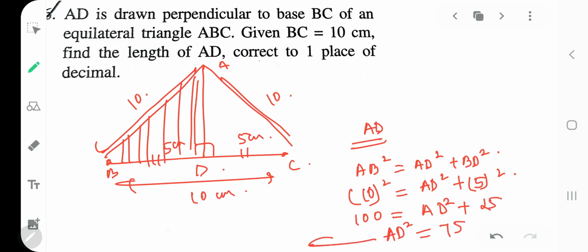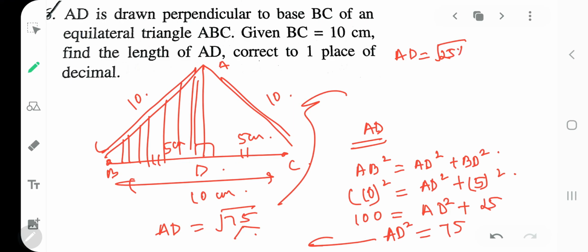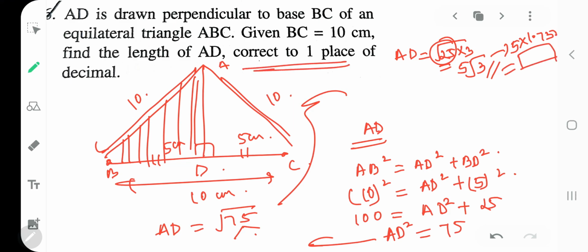Yes, my dear kids. So AD will be root of 75. If I simplify this, AD is equal to root of 25 into 3. So my answer will be, taking 25 out as 5, 5 root 3. If you want to put the value of root 3 here, it will be 5 into 1.732. Once you multiply, you will get it in decimal. You have to give the answer to 1 decimal place.